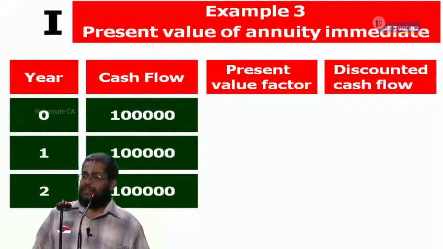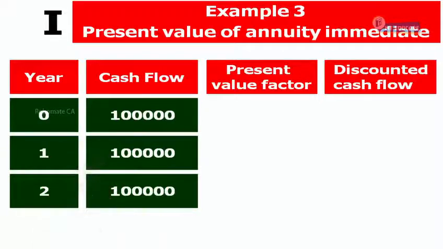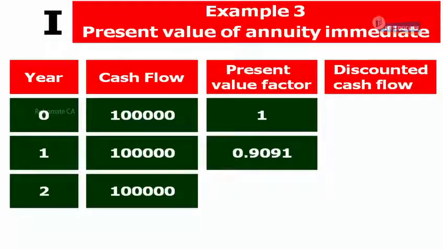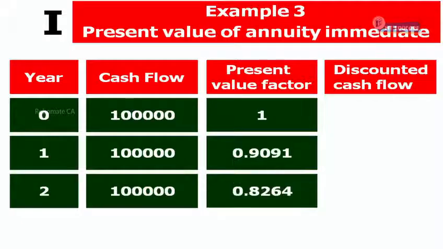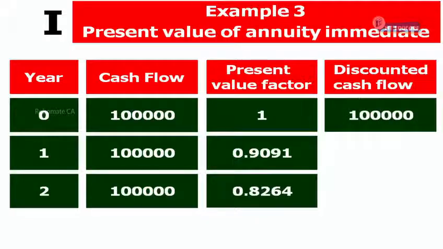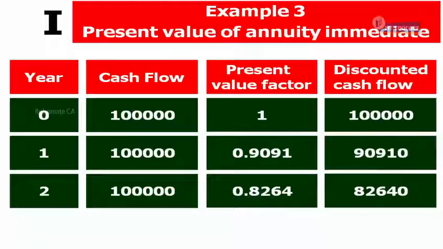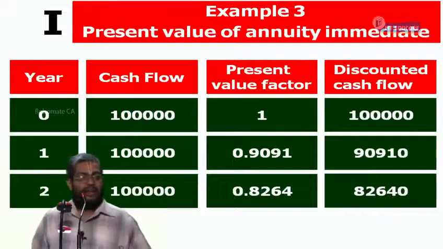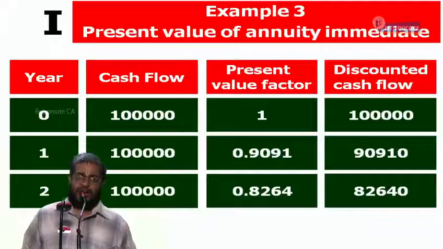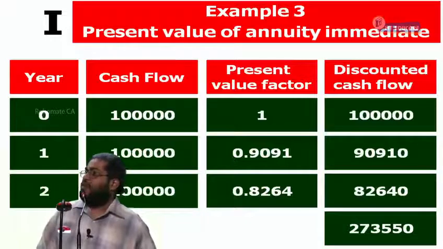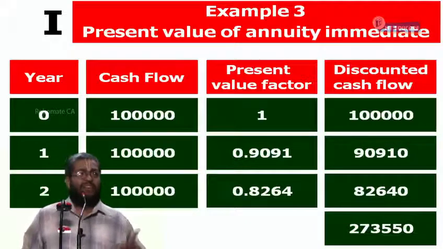My question is, what is the present value factor for year 0? 1. Now, value of 1 rupee today is what? 1 rupee. So, it is going to be 1. Calculator, 10% discount rate: 1 divided by 1.10 is equal to 0.9091. Another gives you 0.8264. Discounted cash flow is 1 lakh, 90,910 and 82,640. If I total the column, I get the discounted cash flow as 273,550. Shall I proceed?